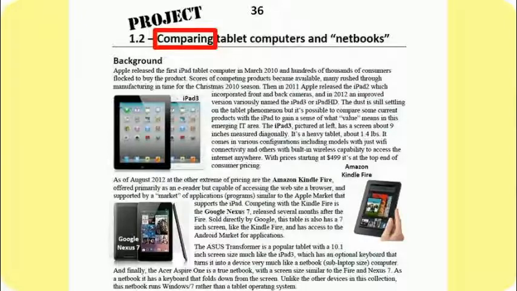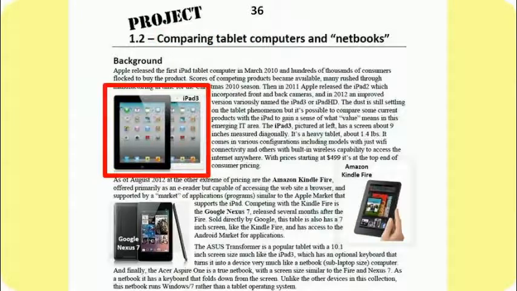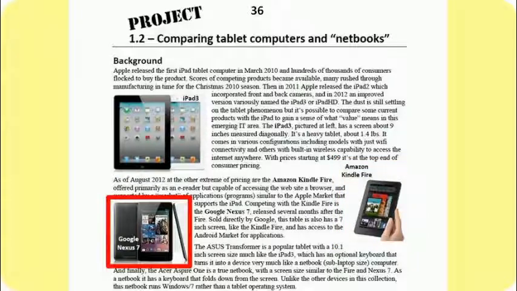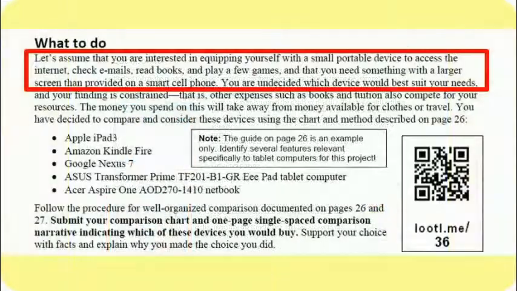And what we're going to be comparing is these three tablet computers, the iPad 3, the Amazon Kindle Fire, and you can use here either the original Fire or the one that has just been announced that's coming out later on in 2012, and the Google Nexus 7, which is a very interesting tablet computer offered by Google, the search engine people. In the what to do area of this project, this first sentence is really very key.